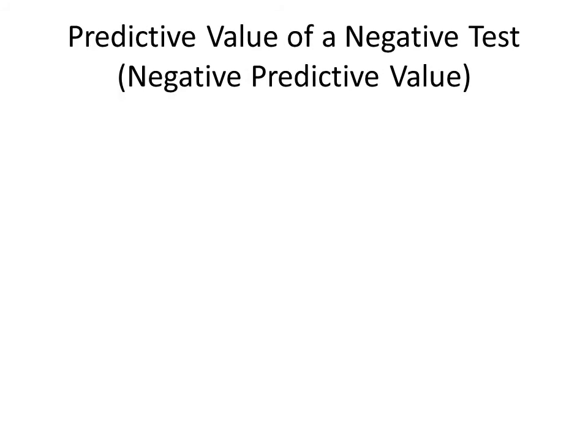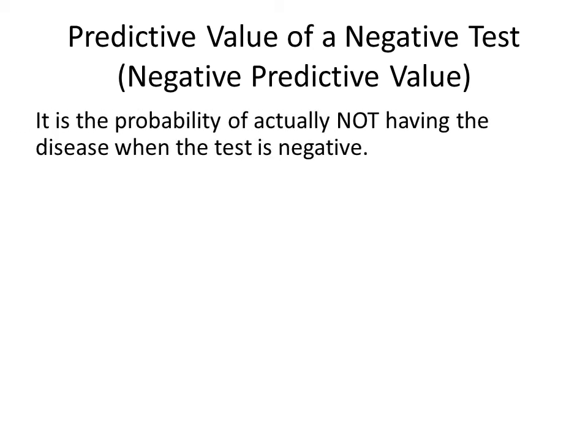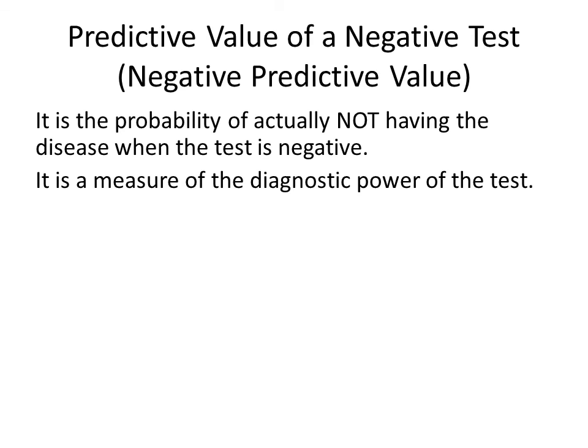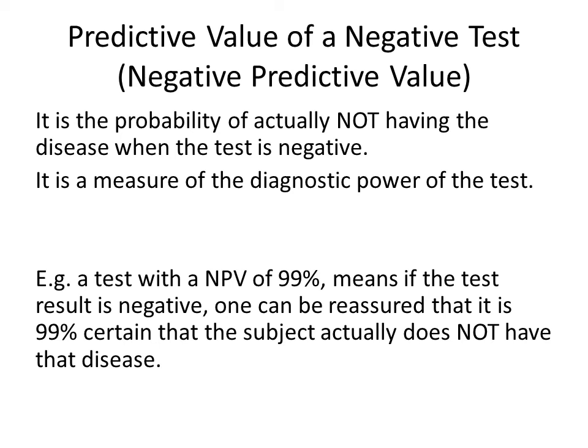Predictive value of a negative test, or negative predictive value, is the probability of actually not having the disease when the test is negative. Predictive value is the measure of the diagnostic power of the test. A test whose negative result has a predictive value of 99% means that if the test result is negative, one can rest assured that 99% chances are the subject actually does not have the disease.